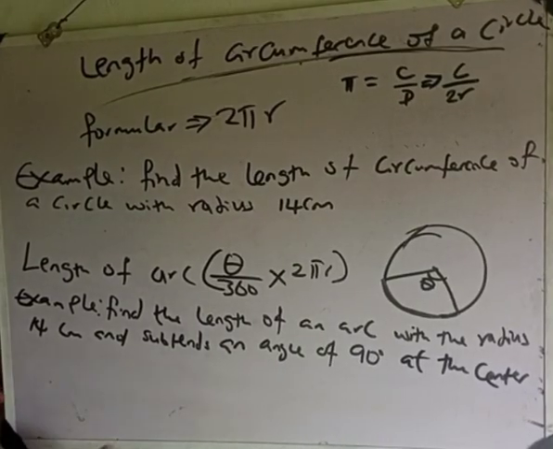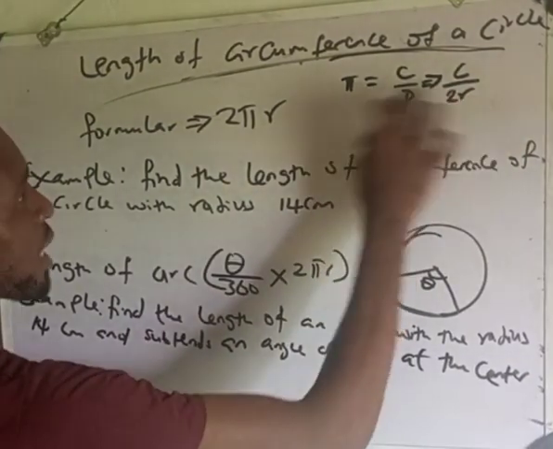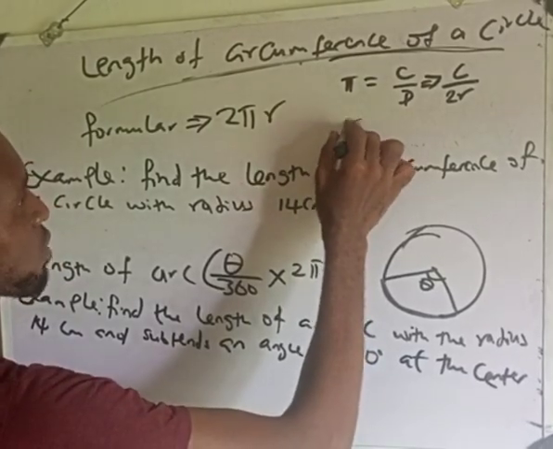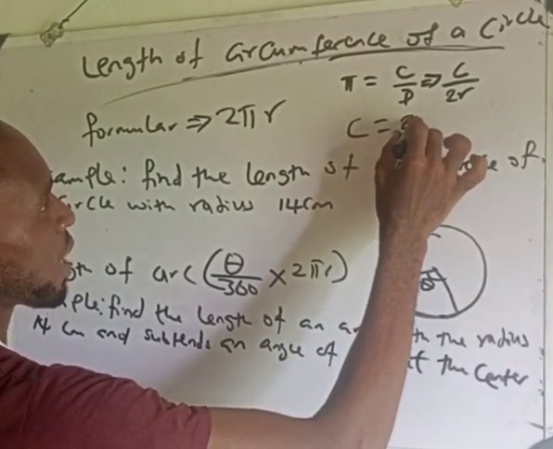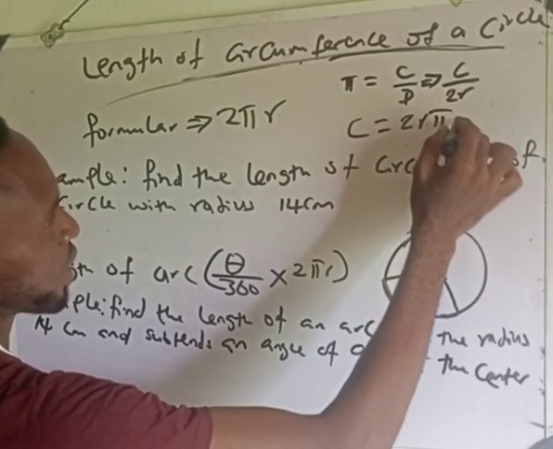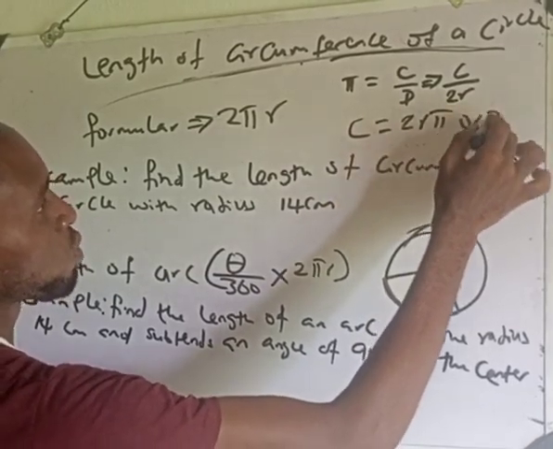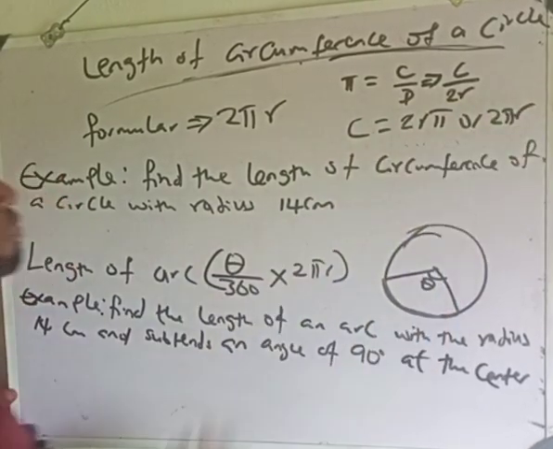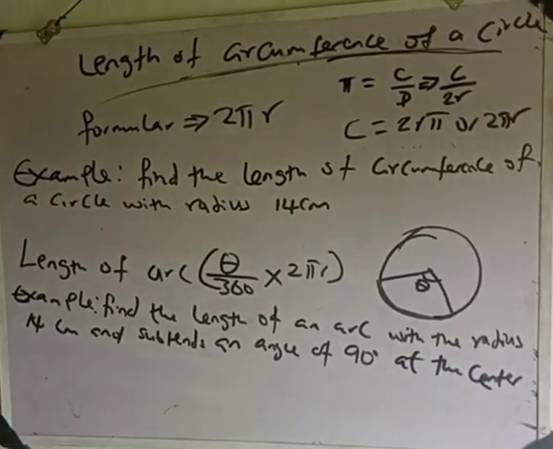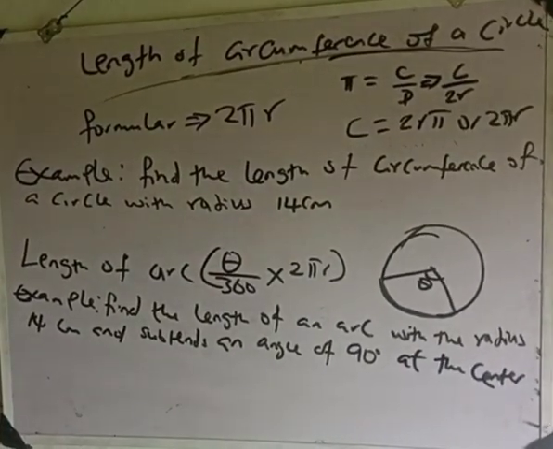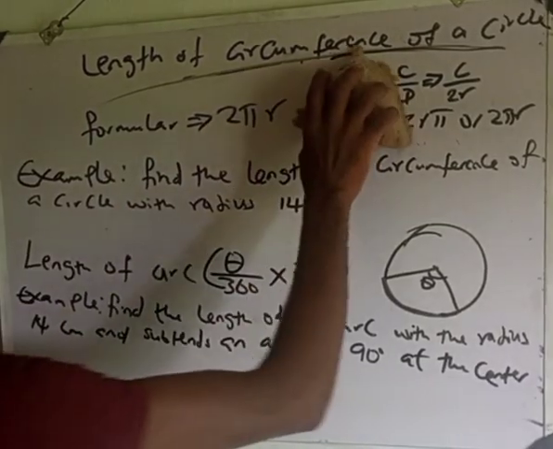If that is true, it means that this one can come over here. We now have that the length of the circumference of the circle will be equal to 2r pi, or you can say 2 pi r. Do you understand that? So the length of the circumference of the circle is given as 2 pi r. That's the general formula for it.